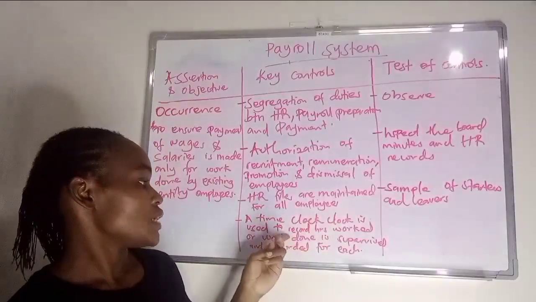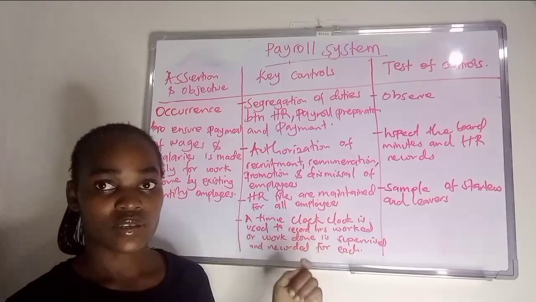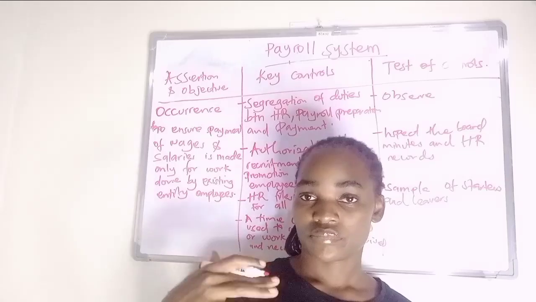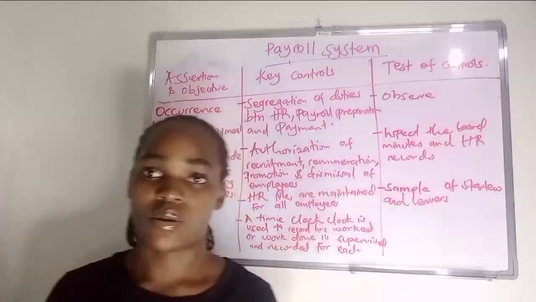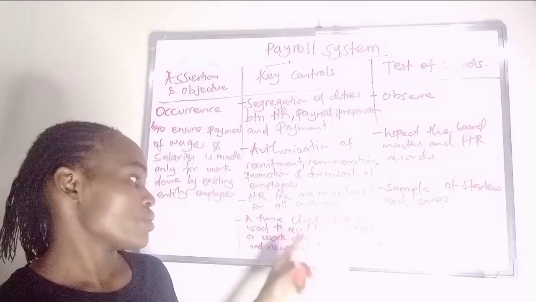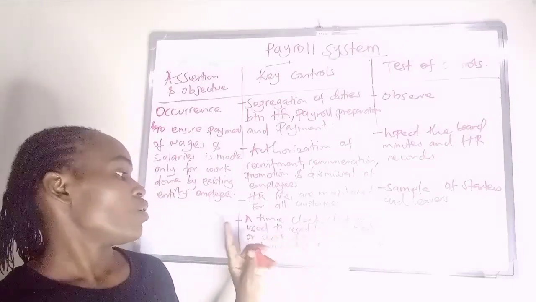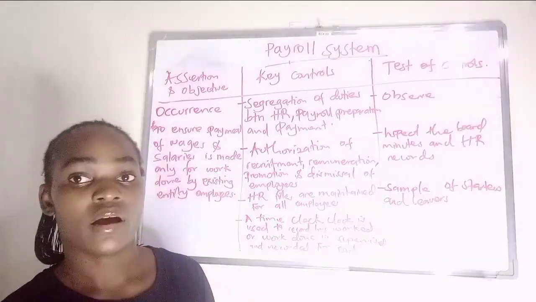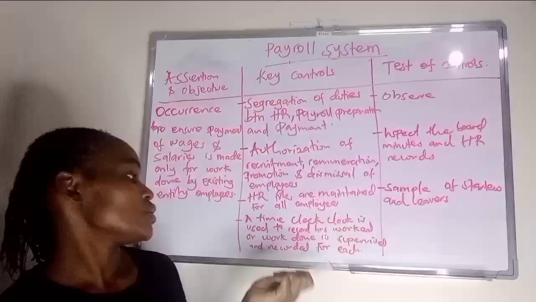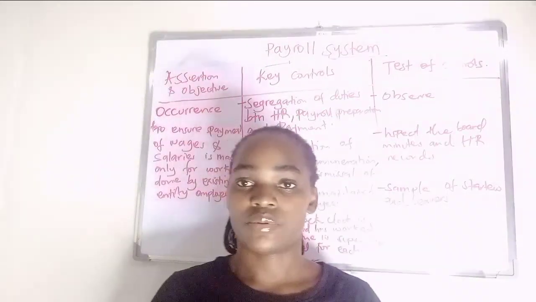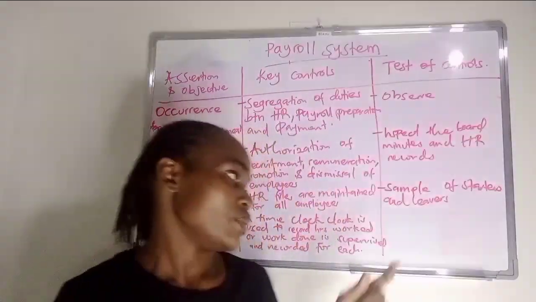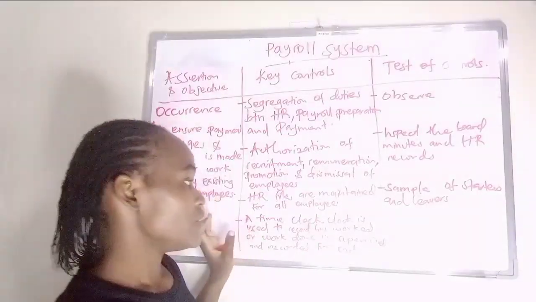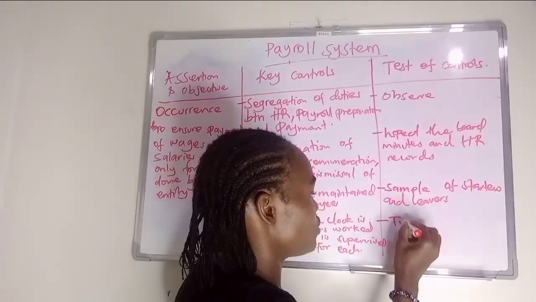Then a time clock is used to record the hours worked in case employees are paid per hour. A time clock should be used to record the hours worked or work done, like in case employees are paid per output. So work done should be supervised and recorded for each employee. So here, what the auditor is supposed to do to test such a control is to review the time records.